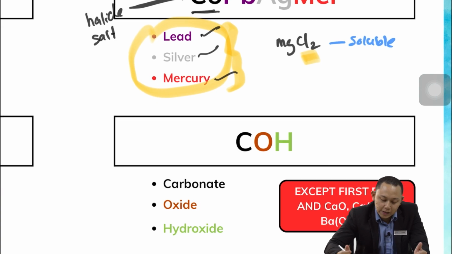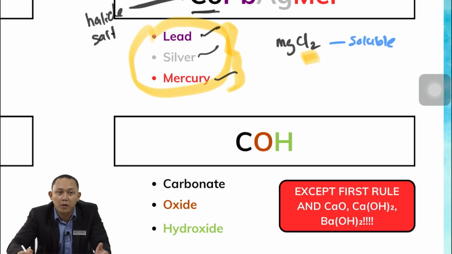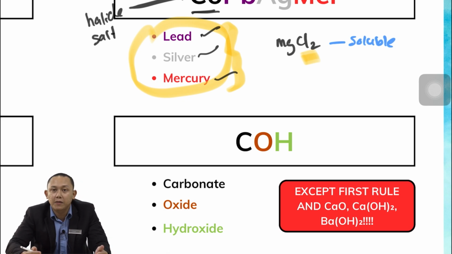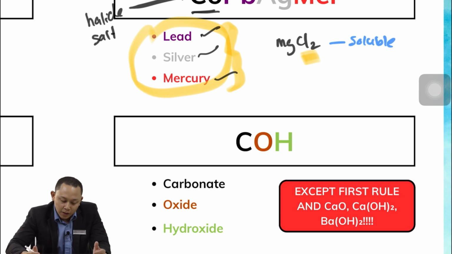I would have a COH. I call this a COH. So what is C? C is carbonate, O is oxide, and H is for hydroxide: carbonate salt, oxide salt, and hydroxide. This rule says COH is insoluble salt.